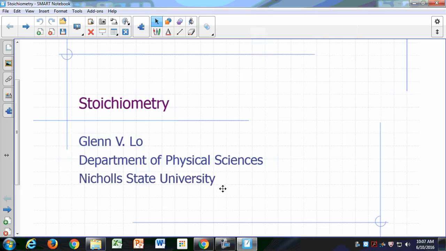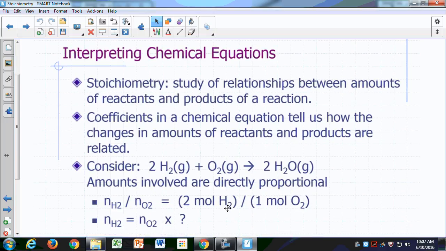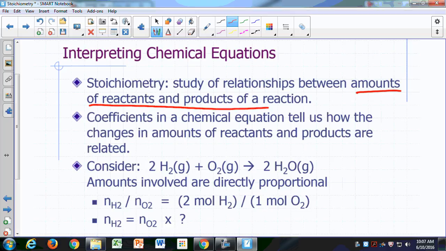In this lesson, we're going to talk about stoichiometry, which is the study of the relationships between amounts of reactants and products of a reaction. Now, the coefficients in your chemical equation tell us how the changes in the amounts of reactants and products are related. So if you look at this chemical equation right here, the coefficient for H2 is 1.